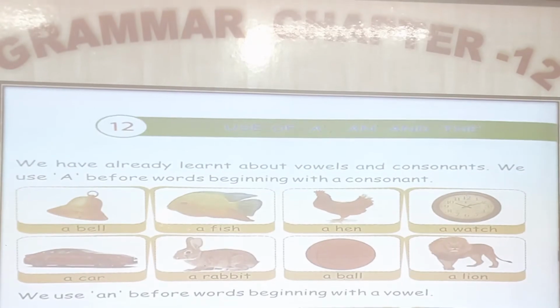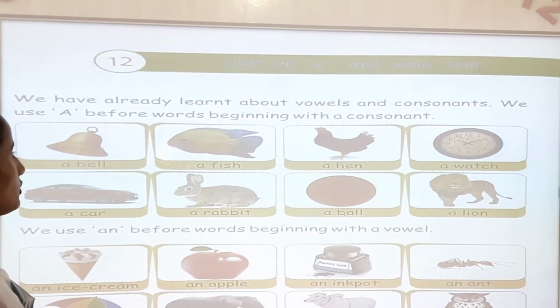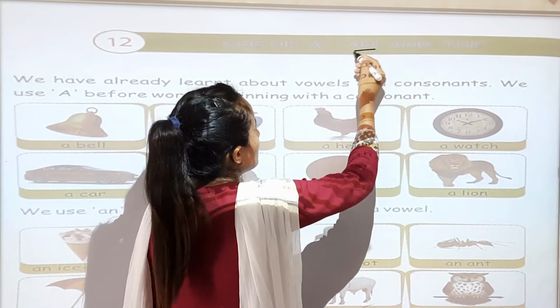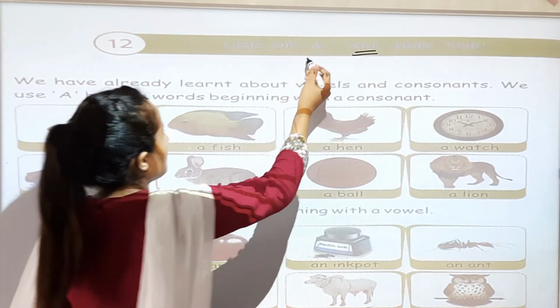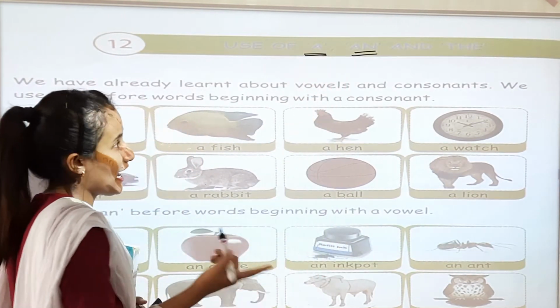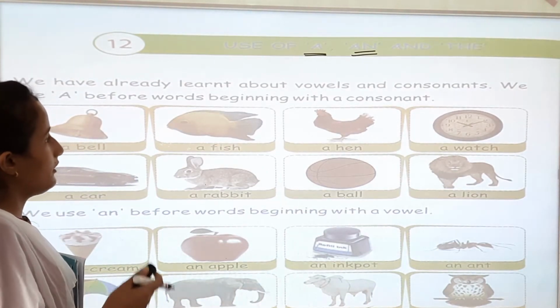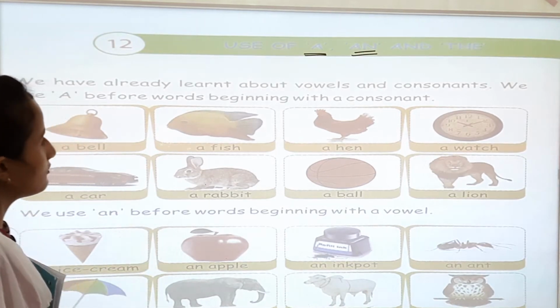We have already learned about vowels and consonants. We use a before words beginning with a consonant. We use an before a vowel word. We use a before a consonant word and the before a place name.